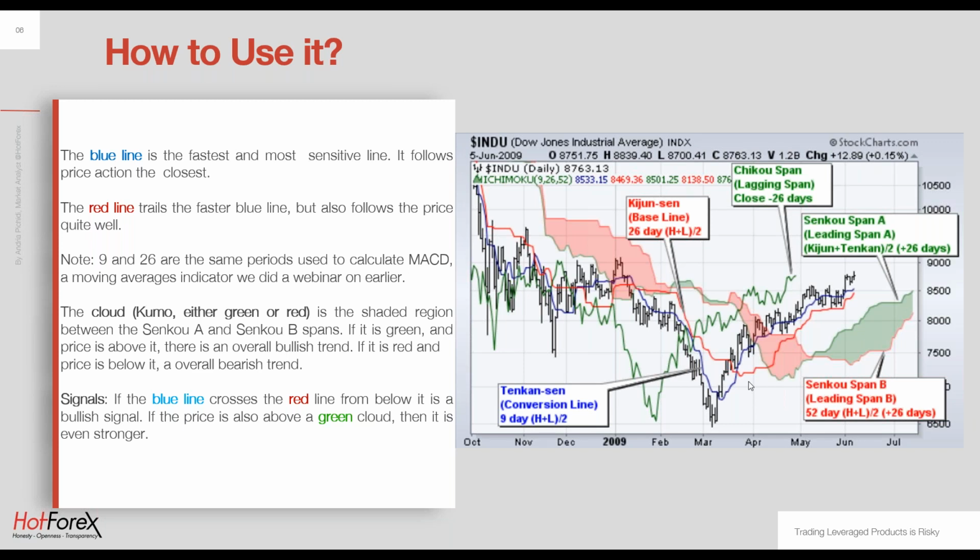But if you see a cross like that, so the blue above red, but at the same time your cloud is green, then this is an even stronger bullish signal. This implies that it could extend for a long, long time to the upside. It's an even stronger bullish signal, okay? So let's move on.